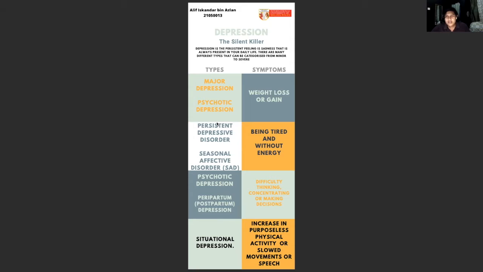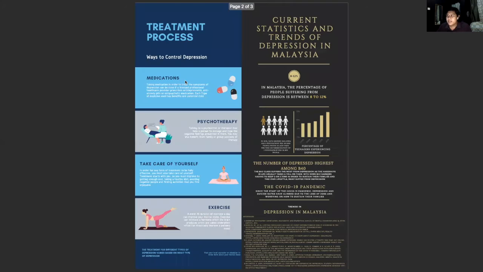So today I'll be doing a presentation on depression that's based on my infographic, which contains the definition of depression, the types, the symptoms, the treatment process, and the current statistics.